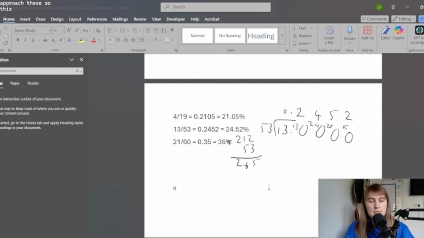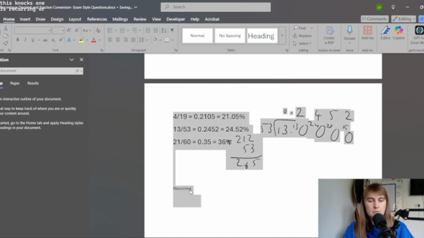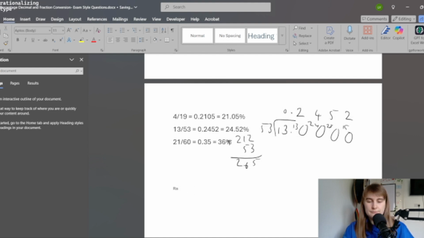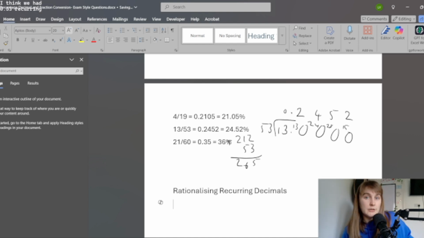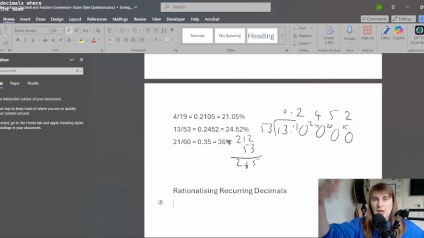So this next one is recurring or rationalizing. I want it bigger than that so you can see it. Rationalizing recurring decimals. We kind of touched on recurring decimals earlier when we found one. I think we had 0.53 recurring. A recurring decimal is where the same number just keeps happening for infinity in the decimal. And we call those numbers irrational, because to go on forever is kind of irrational. It doesn't really make sense.